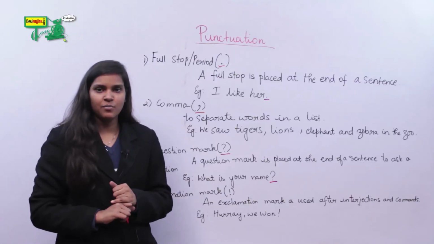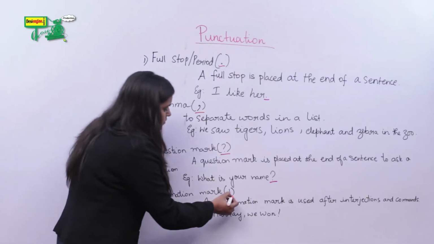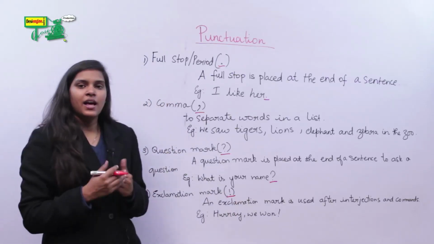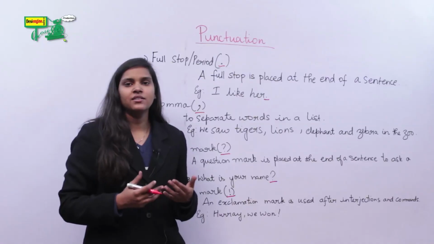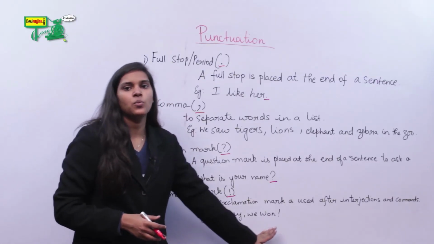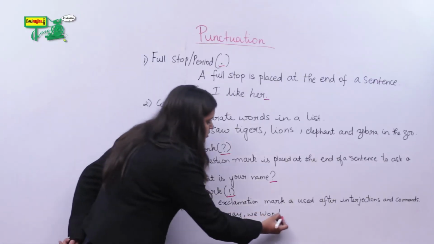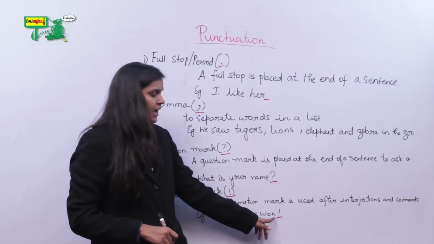Next is exclamation mark, and the symbol used for an exclamation mark is this. An exclamation mark is used after interjections and commands. For example, hooray, we won! So this is our exclamation mark at the end of the sentence.